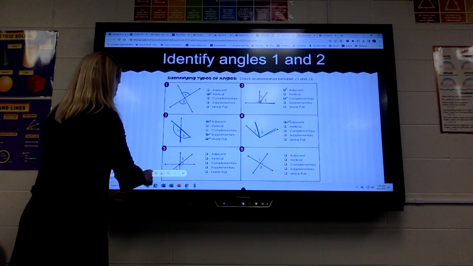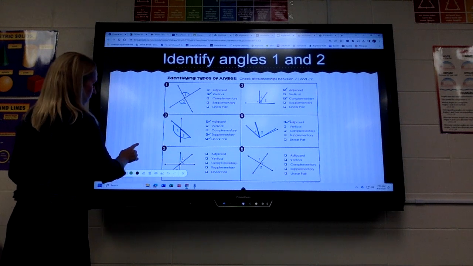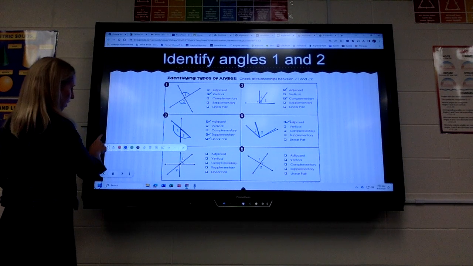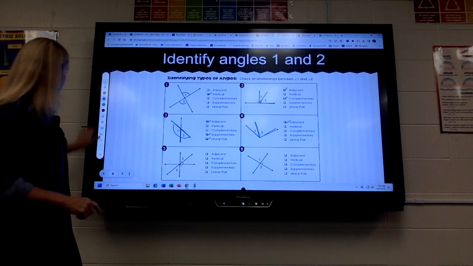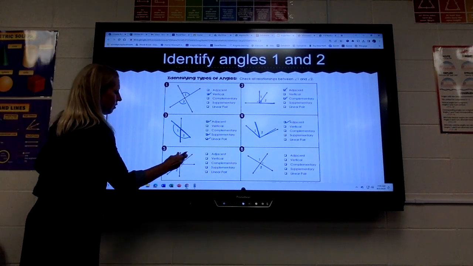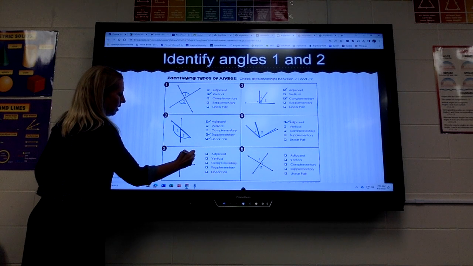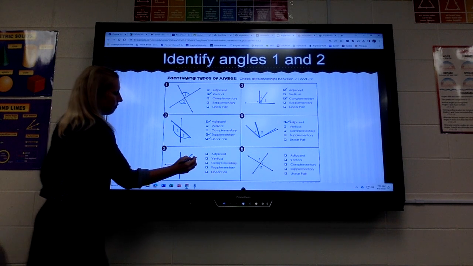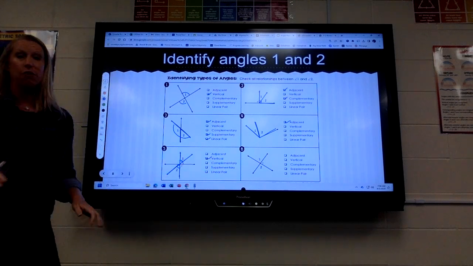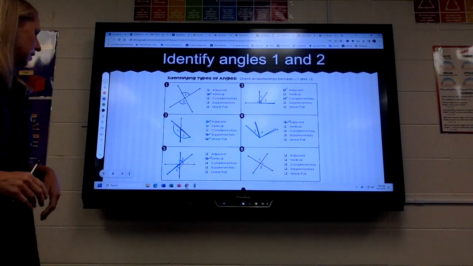This is kind of hard to see. I wonder if I can move this. I can't. There it goes. Okay, so this one right here, I have angles 1 and 2. These, angle 1 and angle 2, right here, those would be vertical angles. Vertical angles are never adjacent.